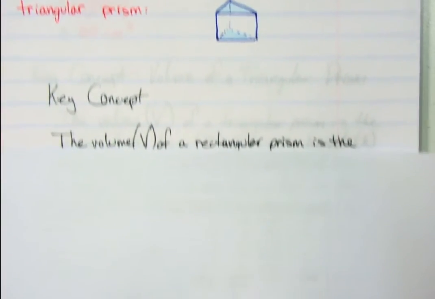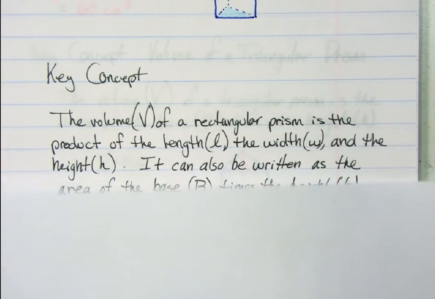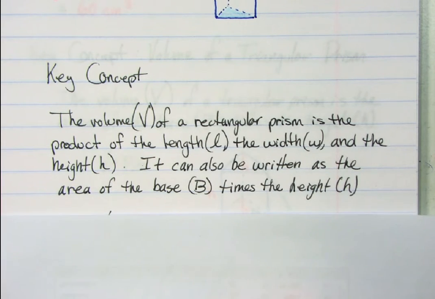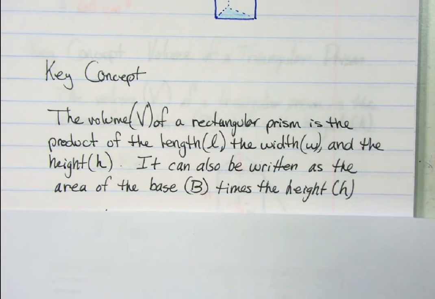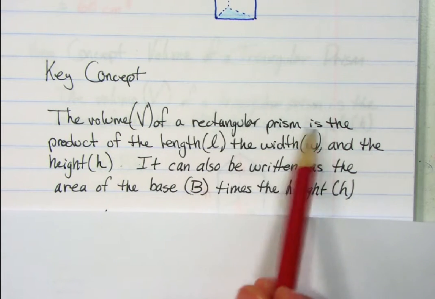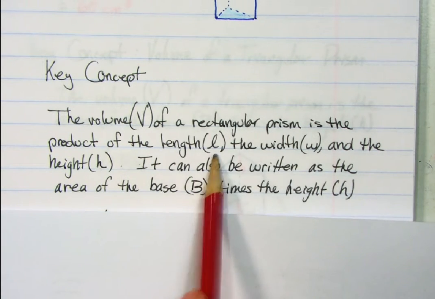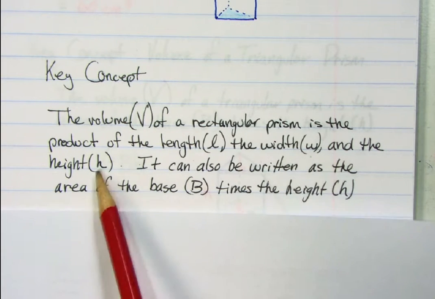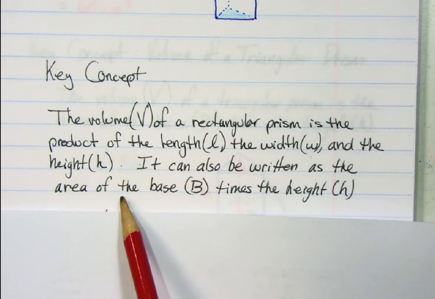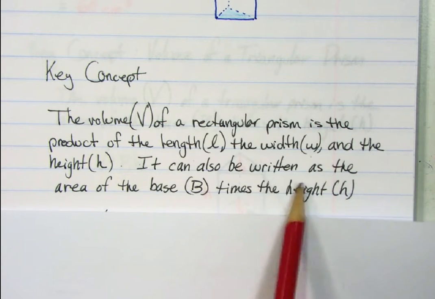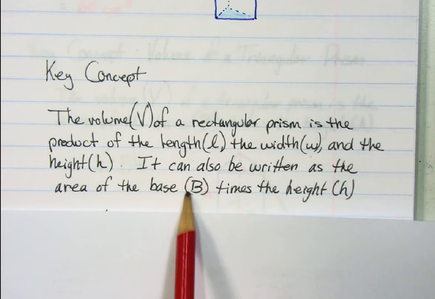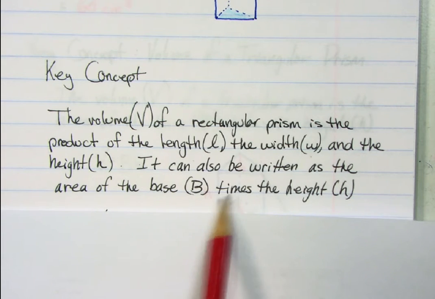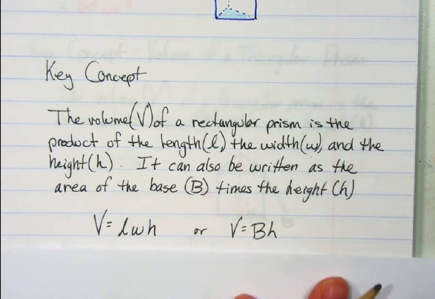So today we're talking about volume. This is stuff you've learned in 6th grade, but we're going to go ahead and visit it again. And if you've never seen it in 6th grade, well, welcome to volume. So the volume, V, of a rectangular prism is the product of the length, that means you're going to multiply the length, the width, W, and the height. So three different things get multiplied. It can also be written as the area of the base, notice big B, the area of the base, times the height. And we'll talk about that in a little bit.